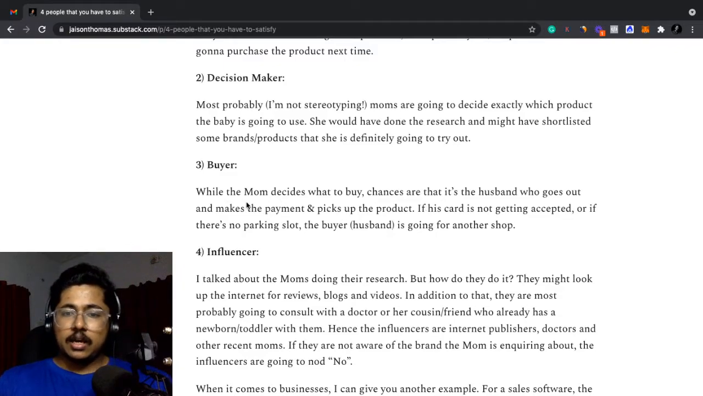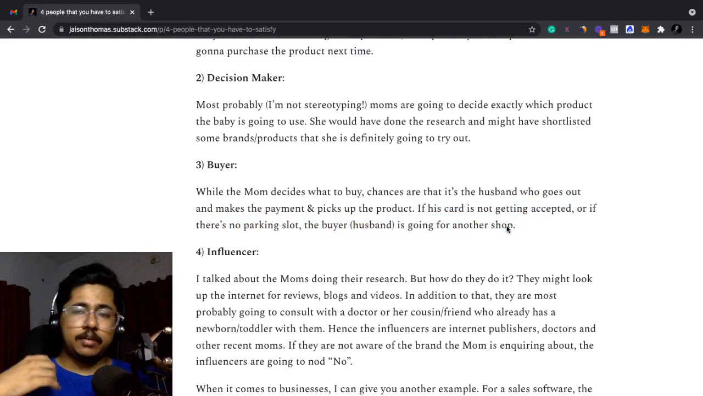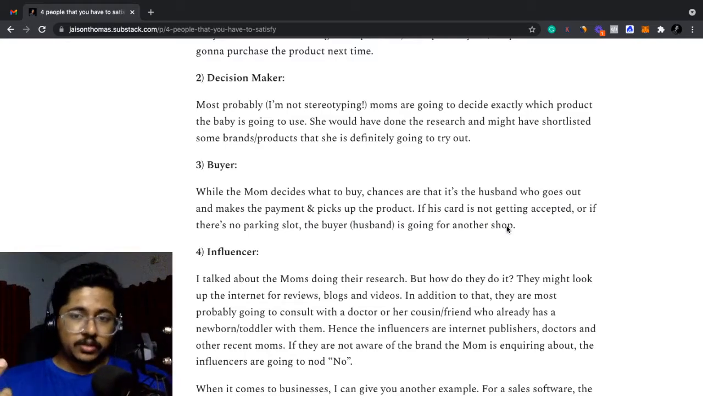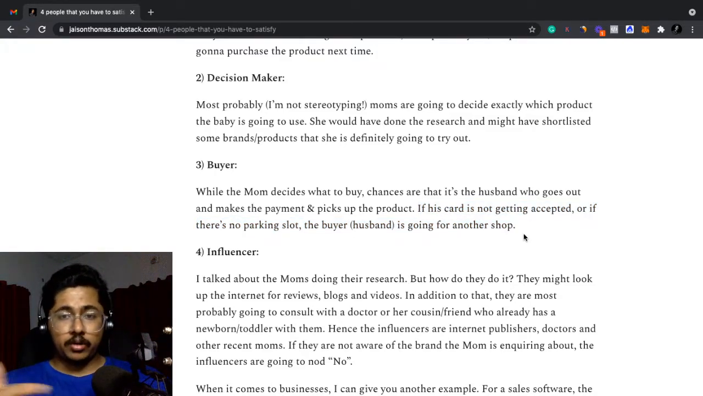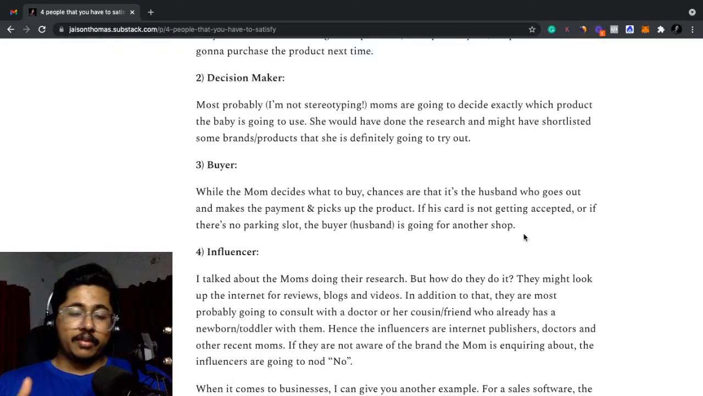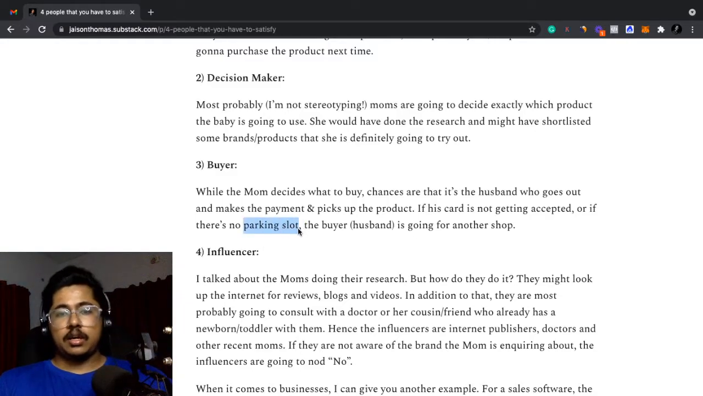And as I've said, if the mother gives two options to the husband, and when he was trying to get the first option, what if the retail shop didn't accept his credit card or didn't have a UPI payment option, he will be frustrated and he might not end up buying it, right? And maybe what if there was no parking slot, that also might affect the husband, that is the buyer's behavior, right?